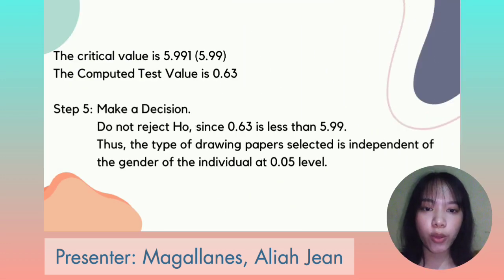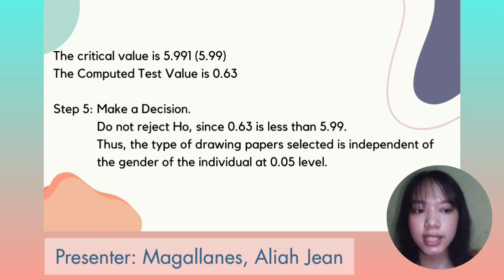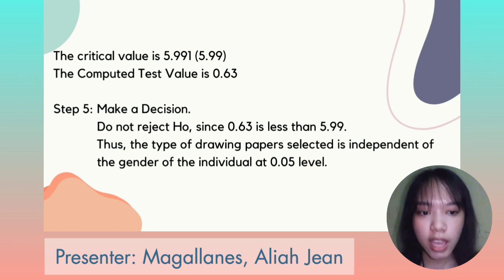So now we know that the critical value is 5.991 or 5.99 and the computed test value is 0.63, which then we can proceed with step 5, which is to make a decision. So the decision is do not reject H0 since 0.63 is less than 5.99. Thus, the type of drawing paper selected is independent of the gender of the individual at the 0.05 level.